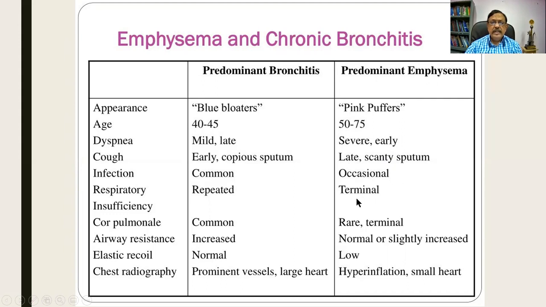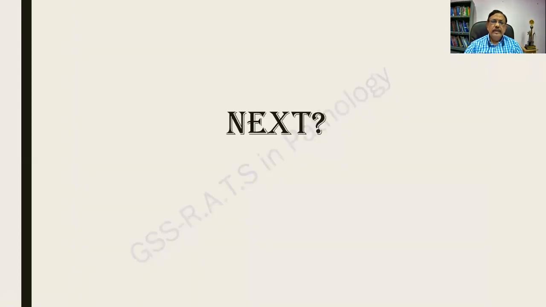and cor pulmonale occurs only in the terminal stages of the illness. And you find that there is not much airway resistance, but the lungs become hyperinflated, and the heart is relatively small. These are the differences. Please learn this table by heart, because it can be useful in both the answers. We had completed that. I hope you are clear with the first case of the day, the first short form.